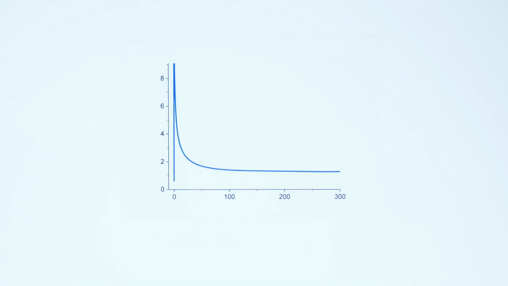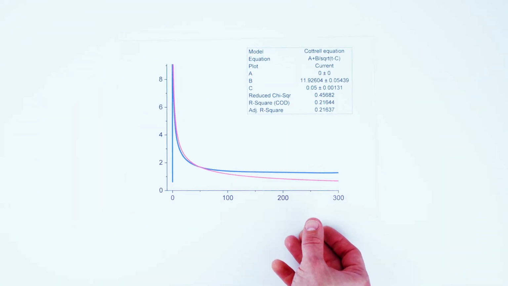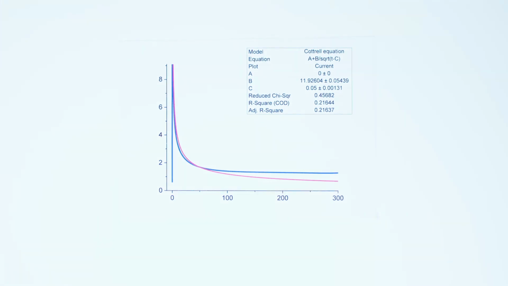We can make a quick experiment to test if this is true. Here is the current measured over several minutes in ferrocene dimethanol at a potential of 0.5 volts, a few hundred millivolts above the redox potential. If we try to fit the data to the Cottrell equation, we see that it doesn't fit very well at all. So what is going on here?